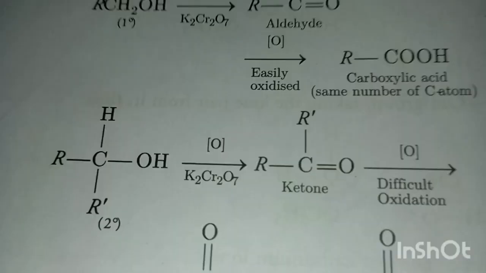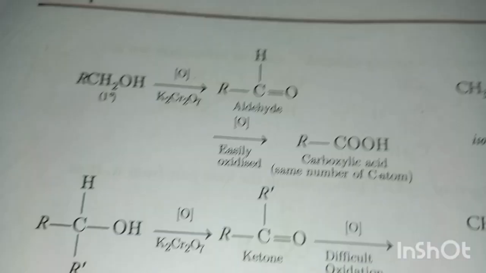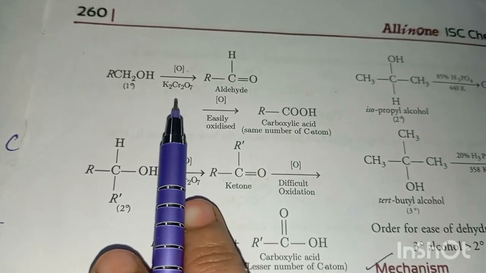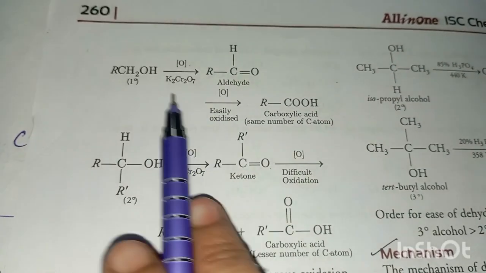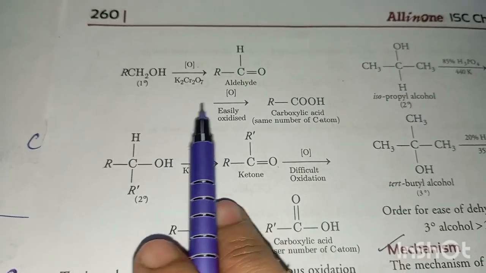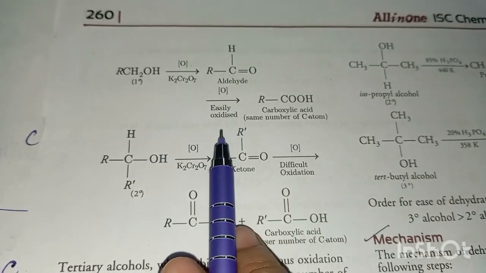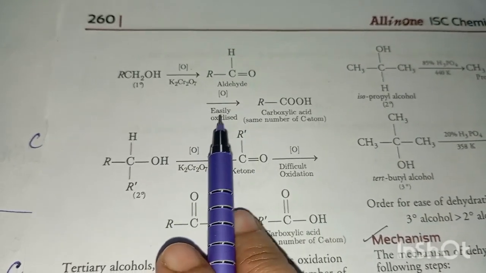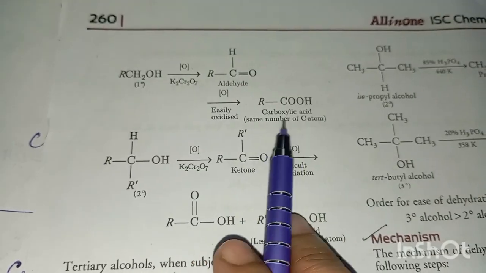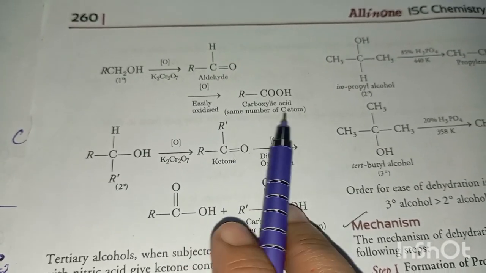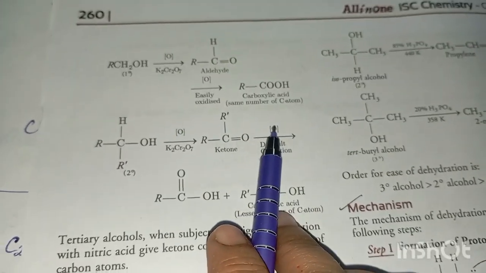Now how? The mechanism is not in your syllabus. Now this RCH2OH on oxidation, okay, with an oxidizing agent, which one is it? Potassium dichromate is the oxidizing agent. Primary alcohol is giving aldehyde, okay, it is easily oxidized, and then further oxidation will lead to the formation of carboxylic acid, with the same number of carbon atoms, okay.